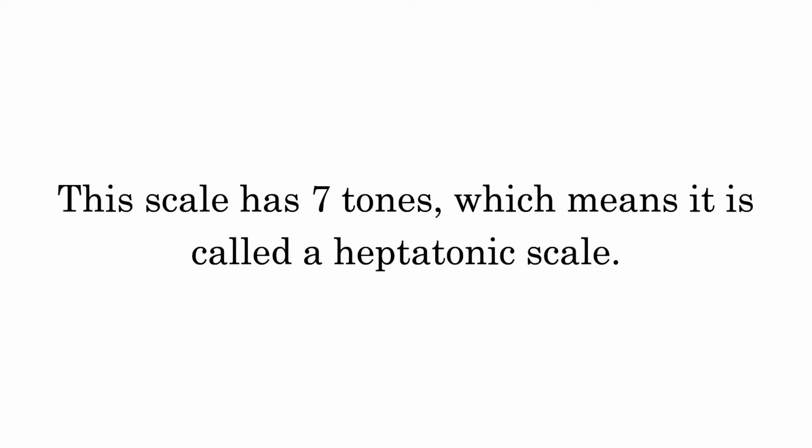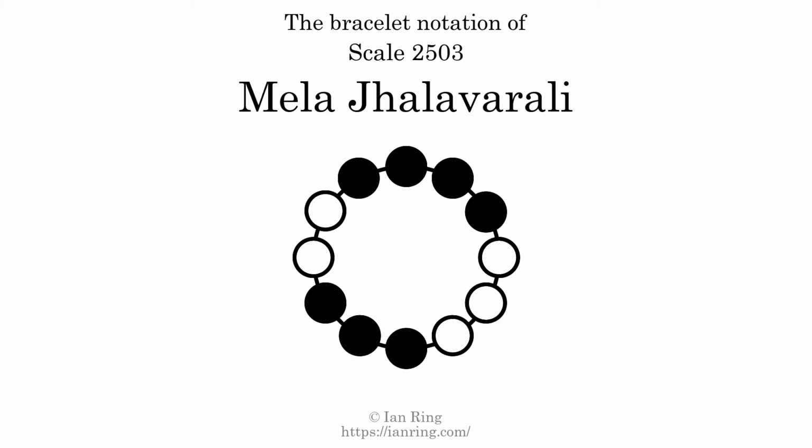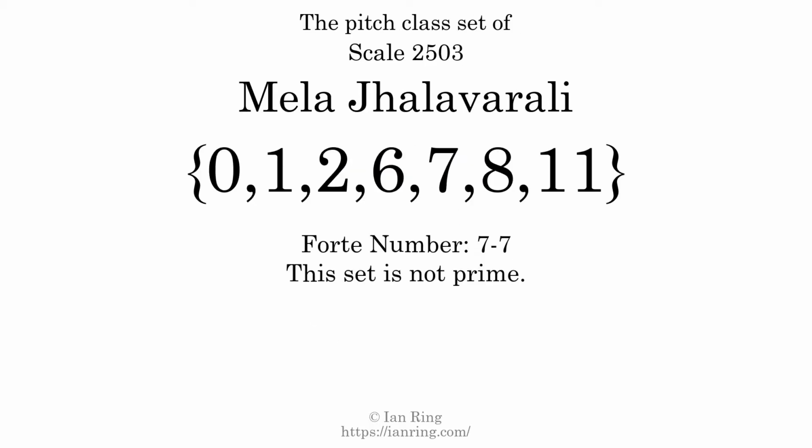This scale has 7 tones, which means it is called a heptatonic scale. This is a bracelet notation diagram of scale 2503. The shaded circles represent tones that appear in the scale, and they are read clockwise, starting at the top. The pitch class set for this scale is 0, 1, 2, 6, 7, 8, 11.